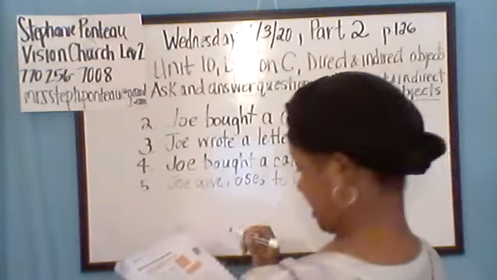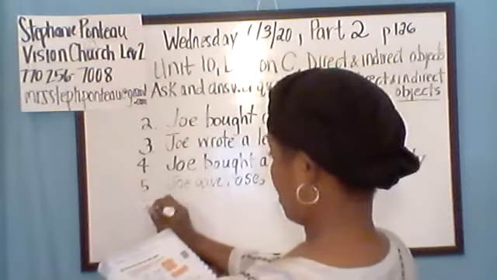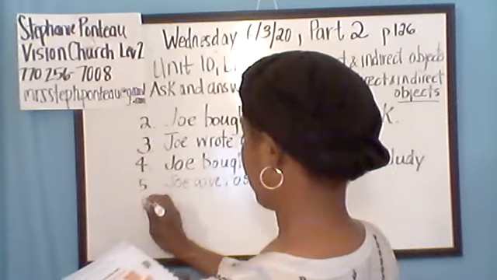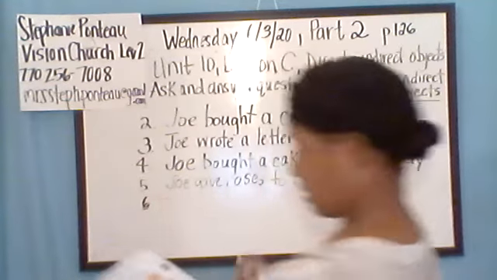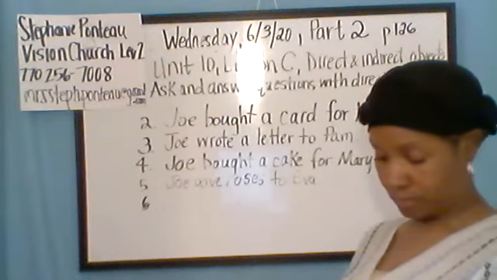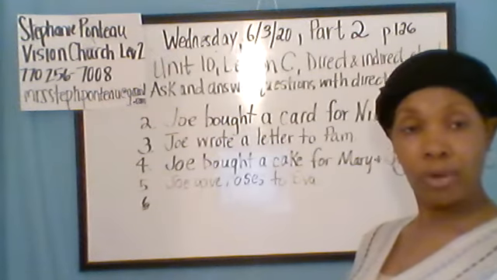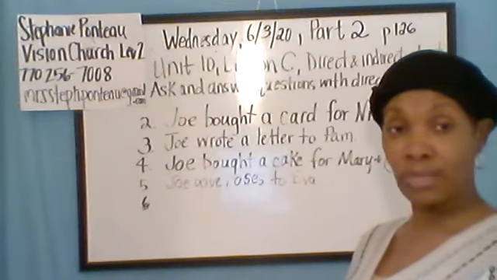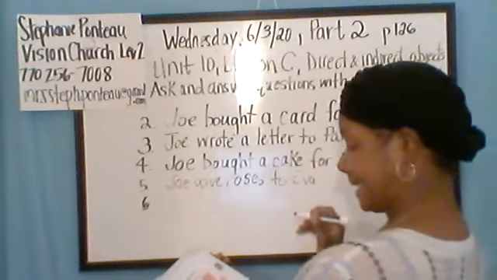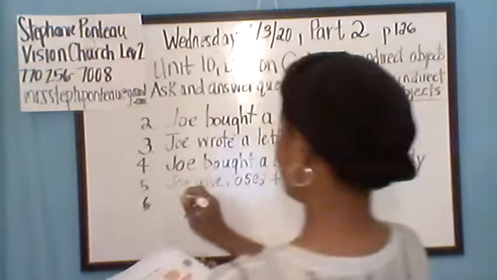Number 6. Send an invitation to Paul. It has a check mark next to it, so it's already done. It's in the past. Joe sent an invitation to Paul.